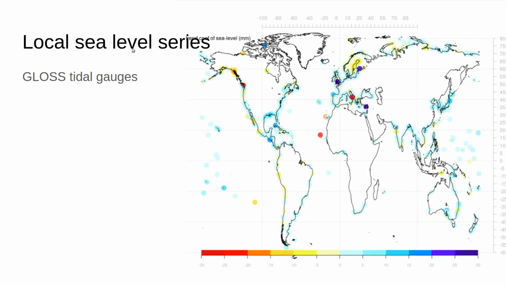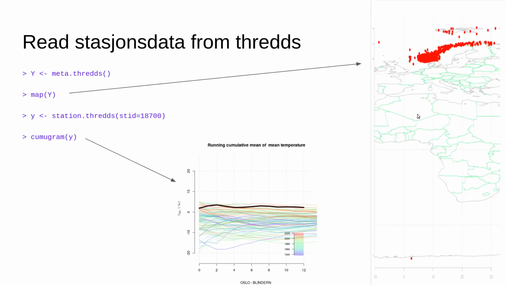You can also read local sea level series from the internet, so it knows where to find this GLOSS data, the tidal data, and here is a map just showing the trend of this data.